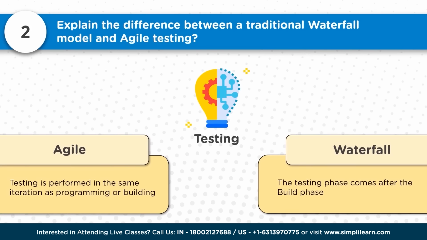Testing is performed in the same iterations as programming or building. Within that iteration, since we build the working product, all the testing will be done within it, so that one would be fully informed about the product being developed in the iterations, and users can give feedback quickly. Whereas the testing phase is separate in waterfall approaches.